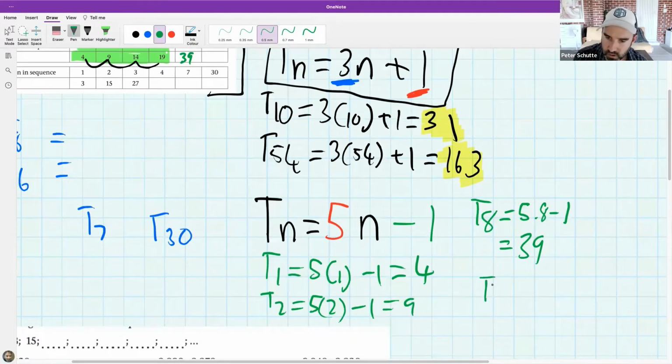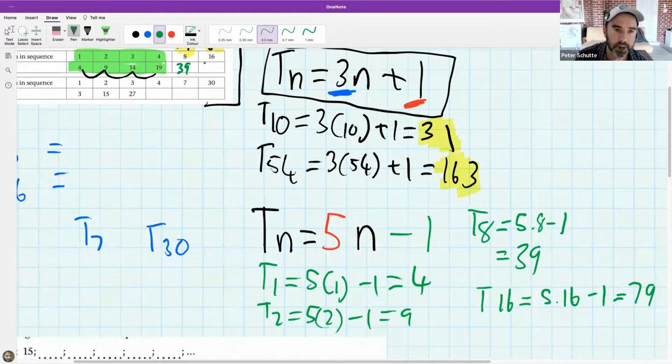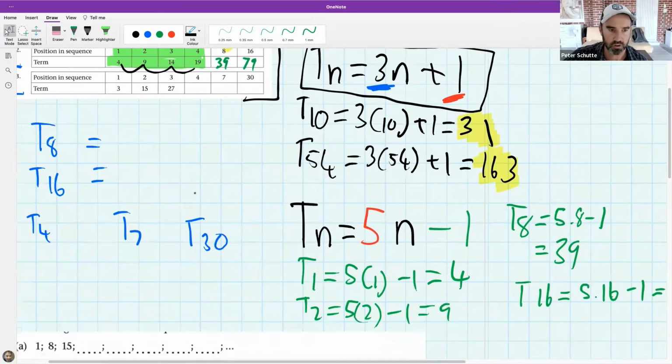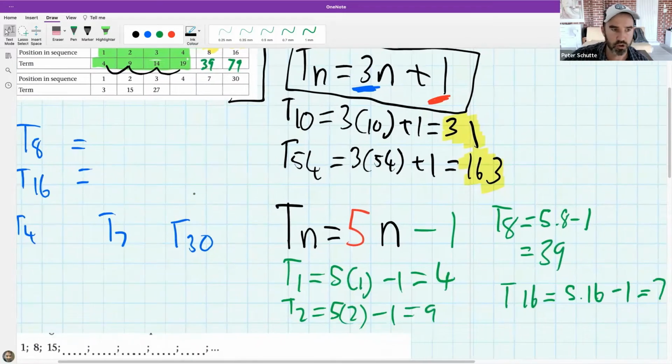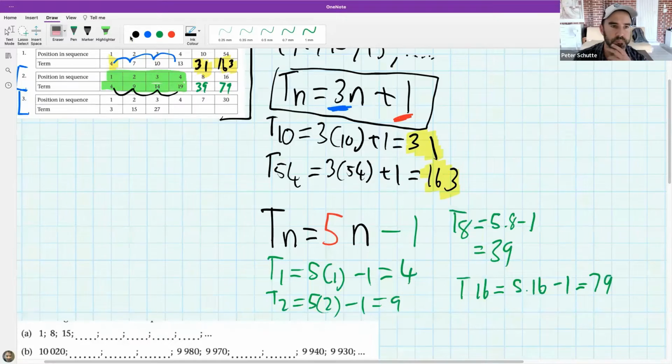So I need T16, and that is going to be 5 times 16 minus 1, which is going to be 79, which looks good on the chat. I think most students are getting comfortable with this. So that is good news for all of us. Can you please try and work out the third one? And I'll leave the answers up for those ones on the board. And I hope that things are getting a little bit easier each time we do this.